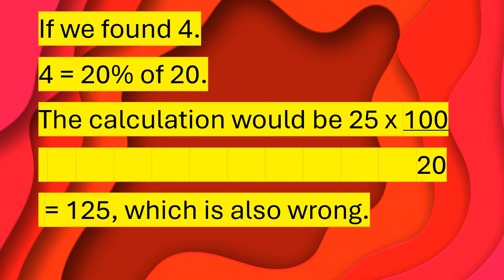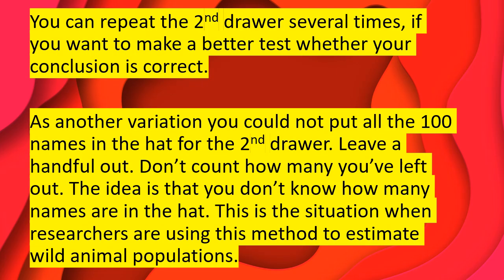If we found 4, that equals 20% of 20. So the calculation would be 25 over 20 times 100. And the answer is 125, which is also the wrong number for the population. It should be 100. If you want, you can repeat the second draw several times to make a better test of whether your conclusion is correct.